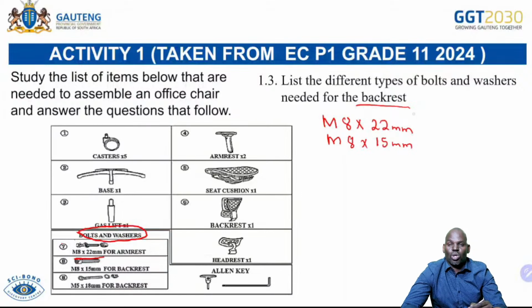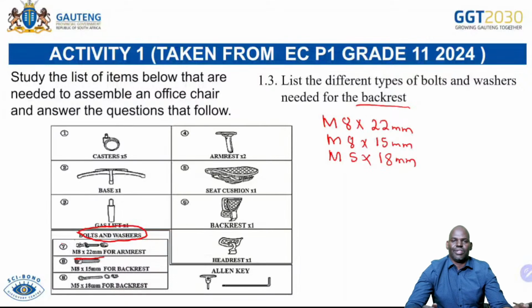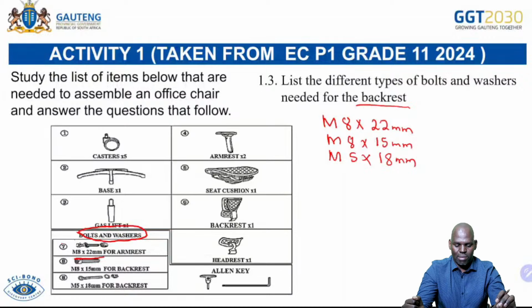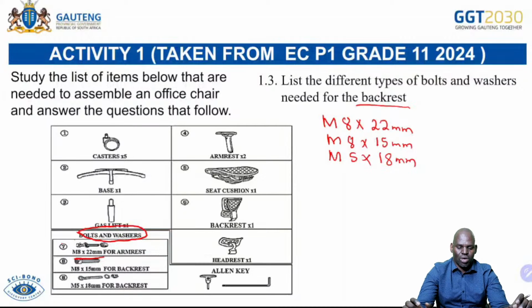8 by 22 millimeters, that is actually how we're supposed to read it. And this one is 8 by 15 millimeters. And then the next one is M5 by 18 millimeters. These are just the sizes. So M8 by 22 millimeters, M8 by 15 millimeters, and then M5 by 18 millimeters. You can see by looking at the dimensions there that the sizes are not the same. So that was question number 1.3.